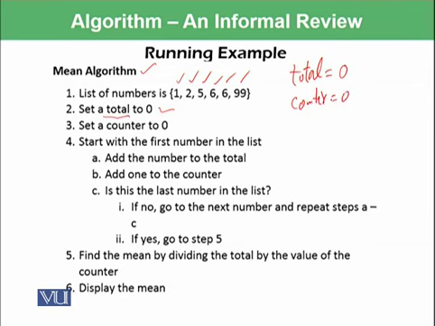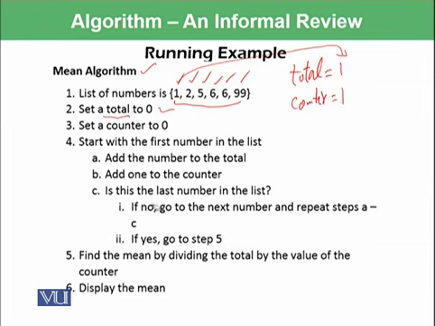So what is the procedure to find the mean? You add all of these numbers and the sum will be divided by the count of these numbers, 1, 2, 3, 4, 5, 6. So we will divide by 6. So how will it start? Start with the first number in the list, add the number into the total. This means this 1 will come to this place, so this 0 will become 1. At the moment total has the value of 1. Then what is next? Add 1 to the counter. So counter will become 1.